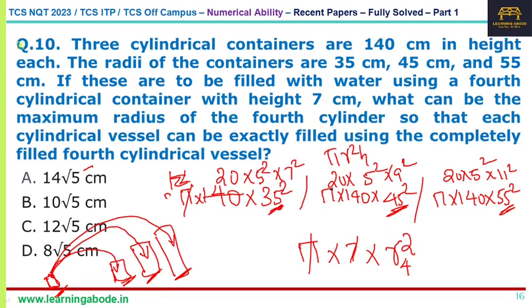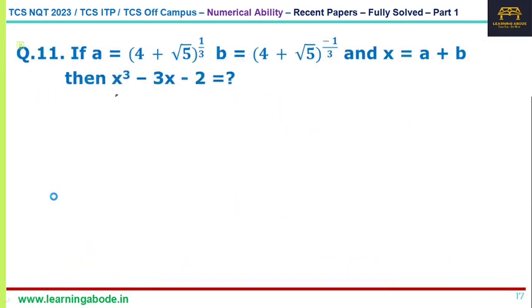But what is common is 20 and 5 square for all the three containers. 5 square is 25, 20 into 25 is 500. So that 500 is common. That's the maximum volume this can accommodate. So r4 square is 500, so r4 is equal to 10 root 5. That's answer option B for question number 10.